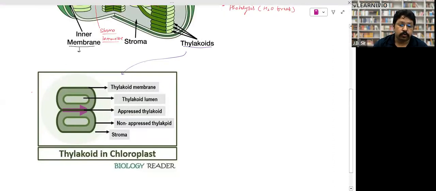And I have already told you that the appressed part will always have photosystem second, and the non-appressed part will always have photosystem first. Photosystem second is also known as P680. Photosystem first is also known as P700. Photosystem second, or P680, is responsible for photolysis.